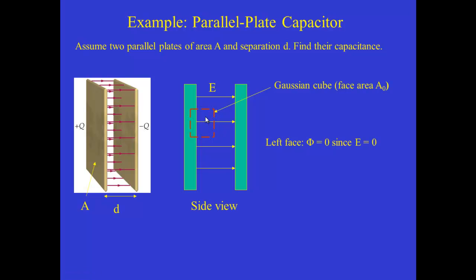So we can see that on the left-hand face, where I'm showing on the cursor, the flux is 0 because the electric field is 0 inside the conductor. So that makes it easy. What about the right-hand face?